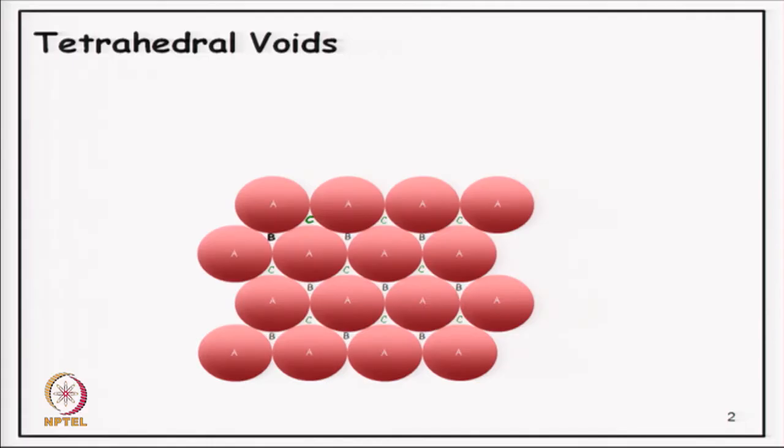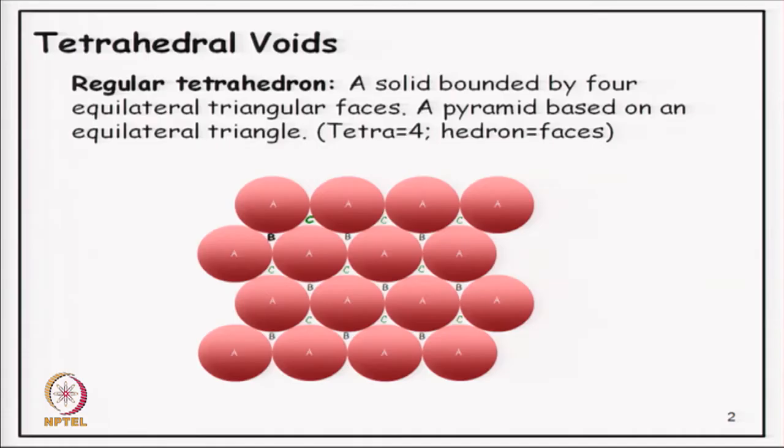Now, the adjective tetrahedral comes from tetrahedron, and a regular tetrahedron is a solid bounded by 4 equilateral triangular faces. Tetra means 4 and hedron means faces. So, 4 faces, and these 4 faces are equilateral triangles in a regular tetrahedron. So, where do we form such an equilateral triangle in our closed packed structure?